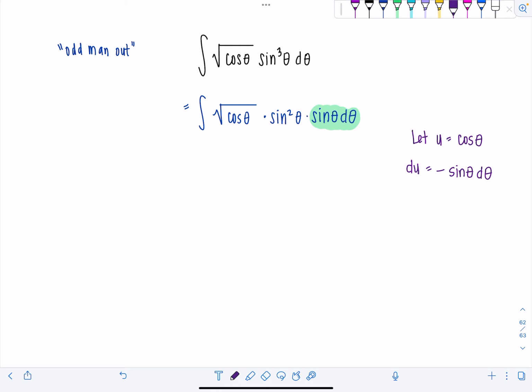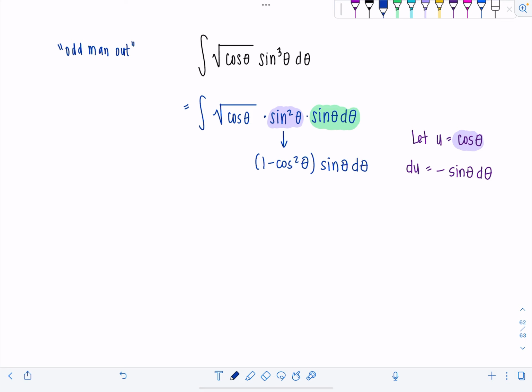So let's see, are we ready to switch and write this integral in terms of u? Not just yet, because we still have this sine squared theta, which, remember, everything needs to be in terms of cosine thetas except for that one odd man out. So I'm going to replace sine squared theta with 1 minus cosine squared theta. And then we should be in good shape.